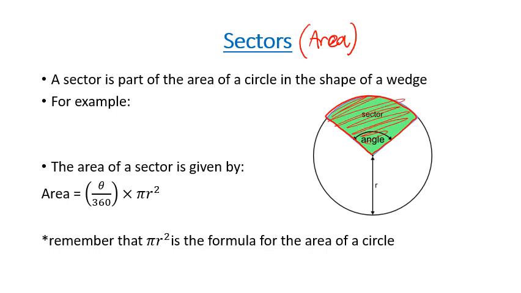And the formula is given as theta, which is our angle. Okay, so our angle here, which is theta, over 360 multiplied by pi r squared. Now remember that the formula for a circle, or the area of a circle, is pi r squared.